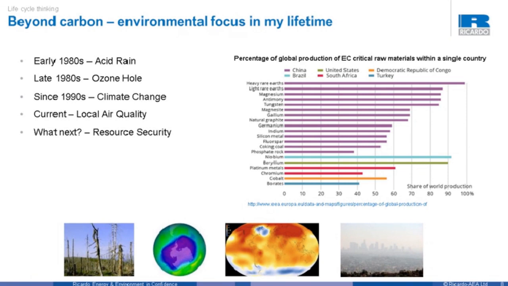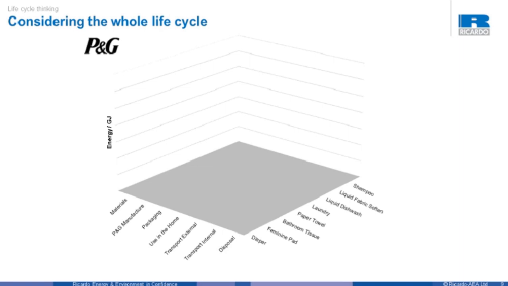The second thing I wanted to talk about was thinking about the whole life cycle. This plot from the former sustainability manager at Procter & Gamble shows total company energy consumption up the x-axis as a function of life cycle stage along the left-hand side and product category on the right-hand side. He's been unsuccessfully trying to persuade management to switch their focus in efforts to reduce company energy consumption.